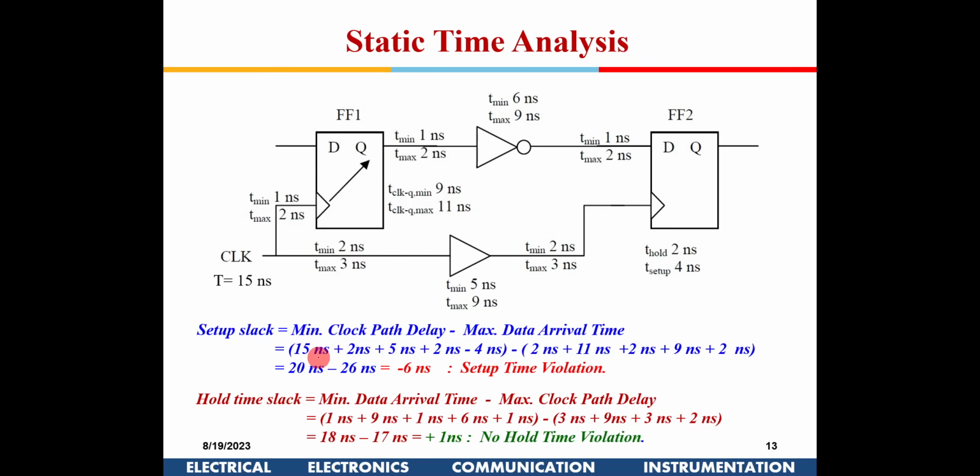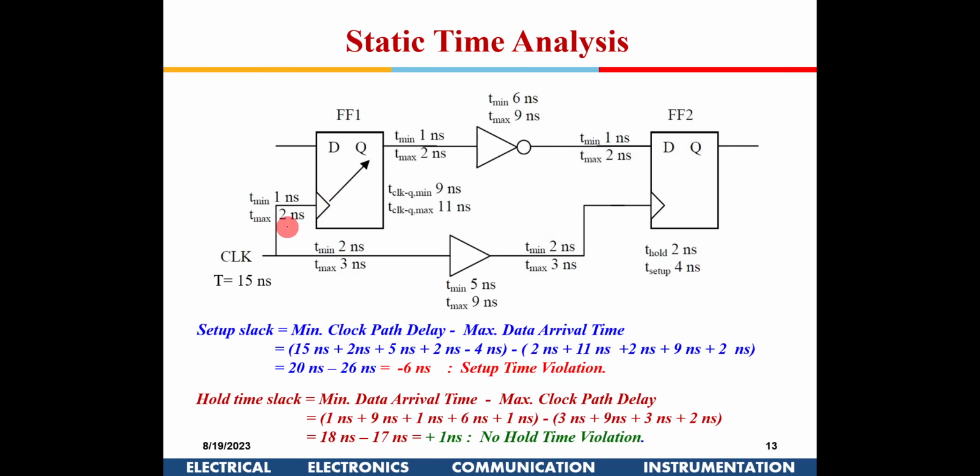So I have 15 nanoseconds, that is the time period. 2 nanoseconds, which is the fastest path. Since I am talking about the worst case scenario, I am taking 2 nanosecond here, 5 nanosecond here, 2 nanosecond here, and also the setup time. Setup time I am taking as negative, because this data needs to settle before the setup time. So that much time is actually not available, so I have to cater for it. So this is negative, right?